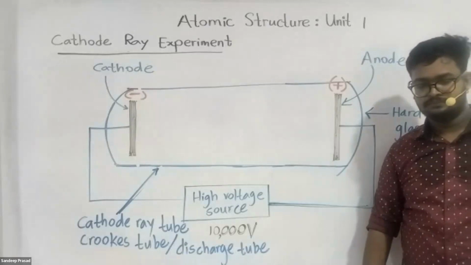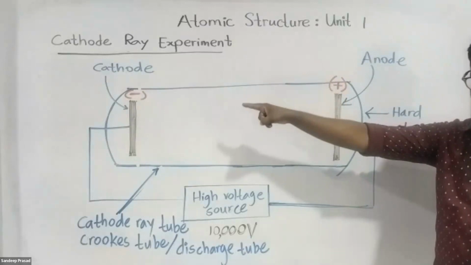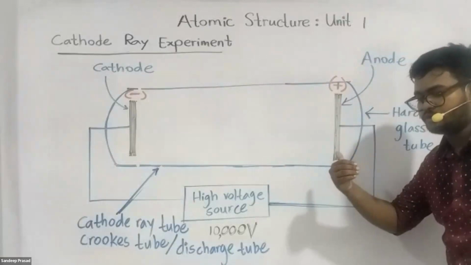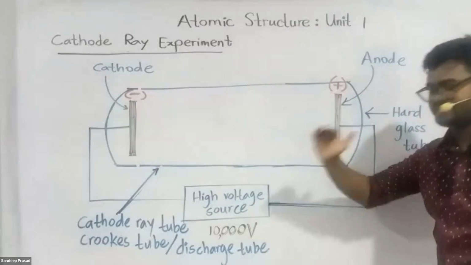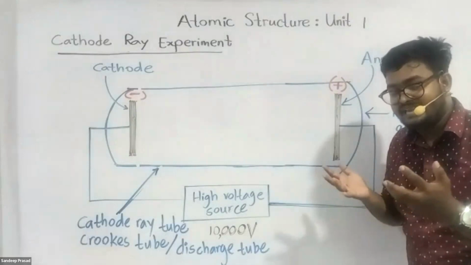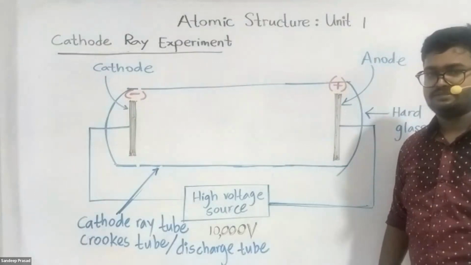Now, I have connected a high voltage source to two metal plates. One is the cathode, one is the anode. What is the observation? These scientists actually tried to pass an electric current through the gaseous medium. Do you know what happened? Actually, they didn't expect this. I told you that this is the story of the electron. The story of the electron is an accident.